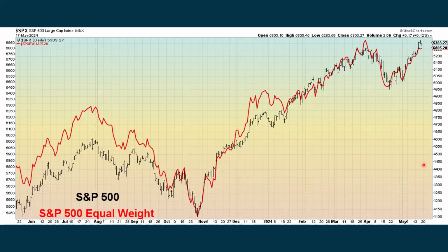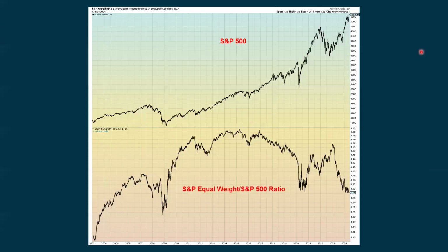And we look at some other indexes. I do show this in each daily video now. We look at the S&P 500, which is a weighted index, and we compare it with an equal weight index. And there's not really that big of a difference between the two right now, as we're seeing the broad market participate more in the up moves that we've been seeing in 2024.